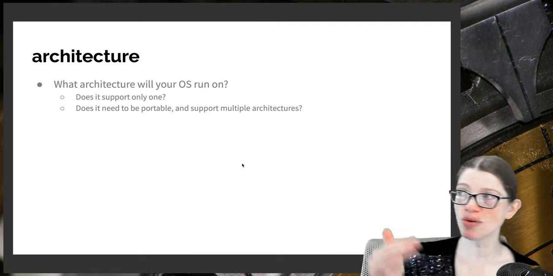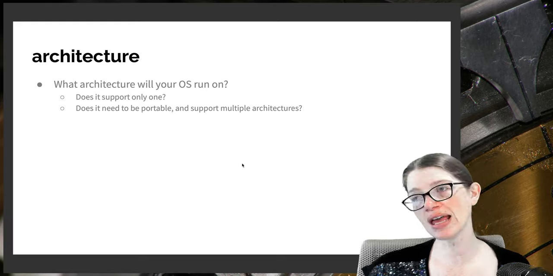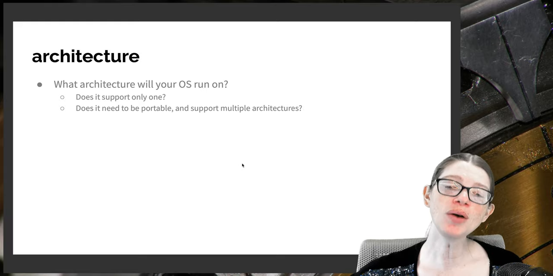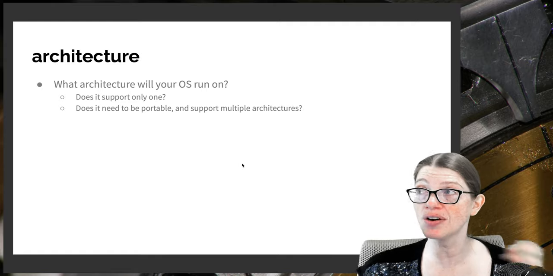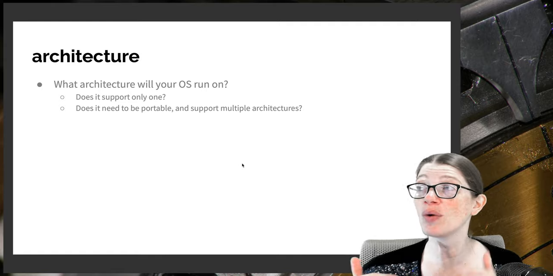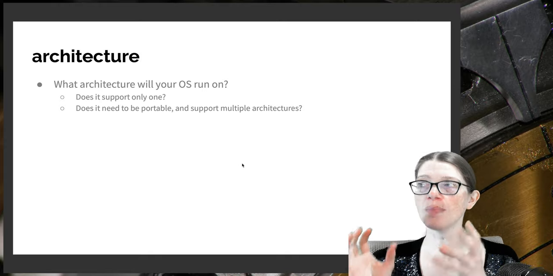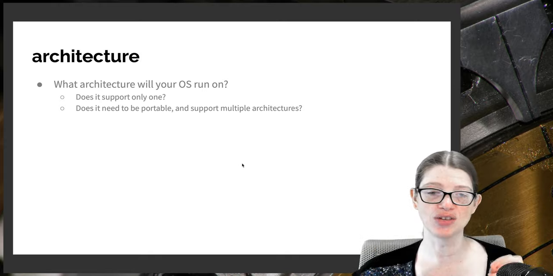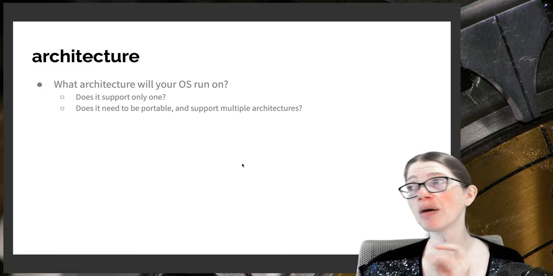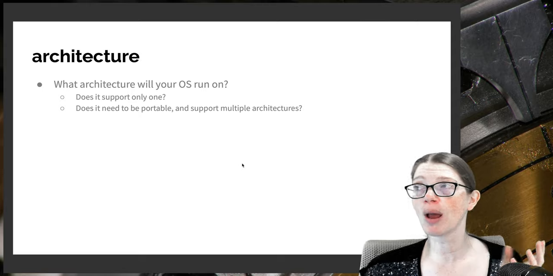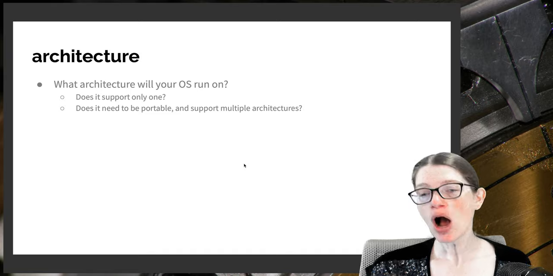So let's go into a little bit greater detail on some of these topics. We're going to start by talking about the hardware, because the hardware can dictate a lot of the later decisions. A lot of the other higher level things can be dictated by what your hardware is capable of. So you have to ask yourself, if you are developing an OS, what architecture does your OS run on? Are you only supporting a singular architecture, or are you trying to make a portable operating system that's going to support multiple architectures? That's a really interesting question.